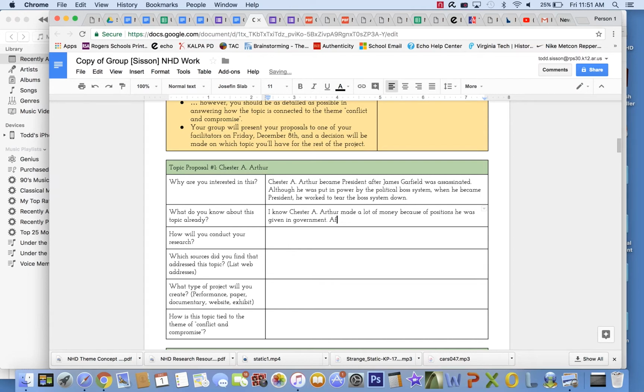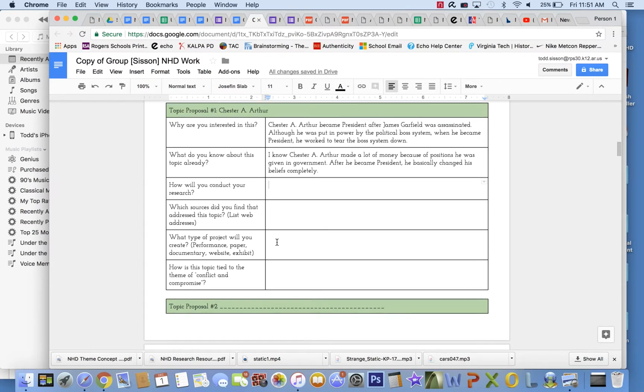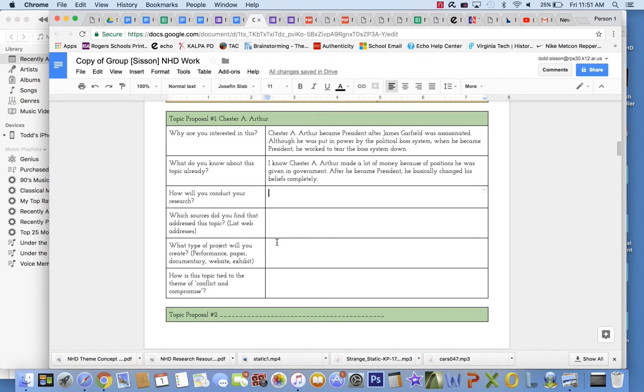And after he became president, he basically changed his beliefs completely. That's about what I know. How will I conduct my research? Well, this is something that I'm going to have to find out right now. Which sources did I find that address the topic? Well, I don't know that stuff yet, so I'm going to have to do that.